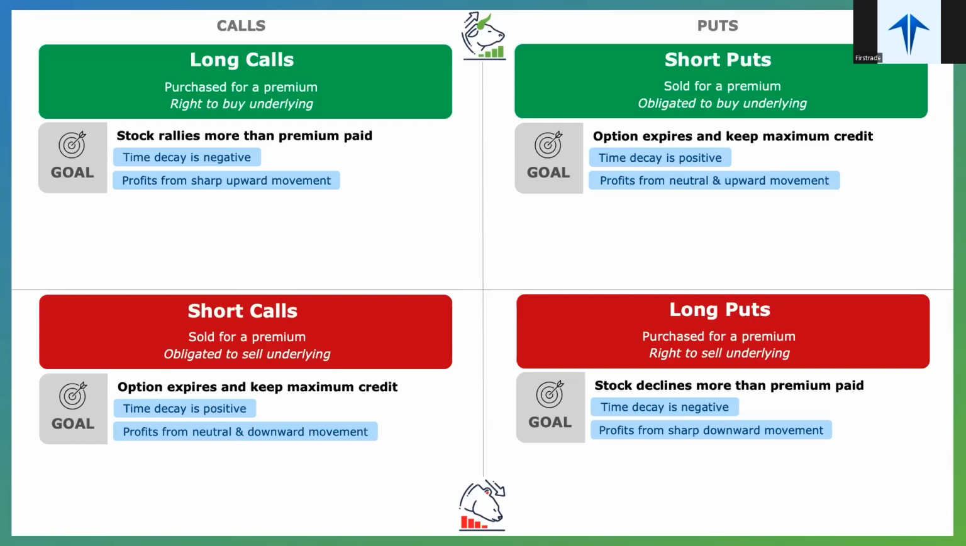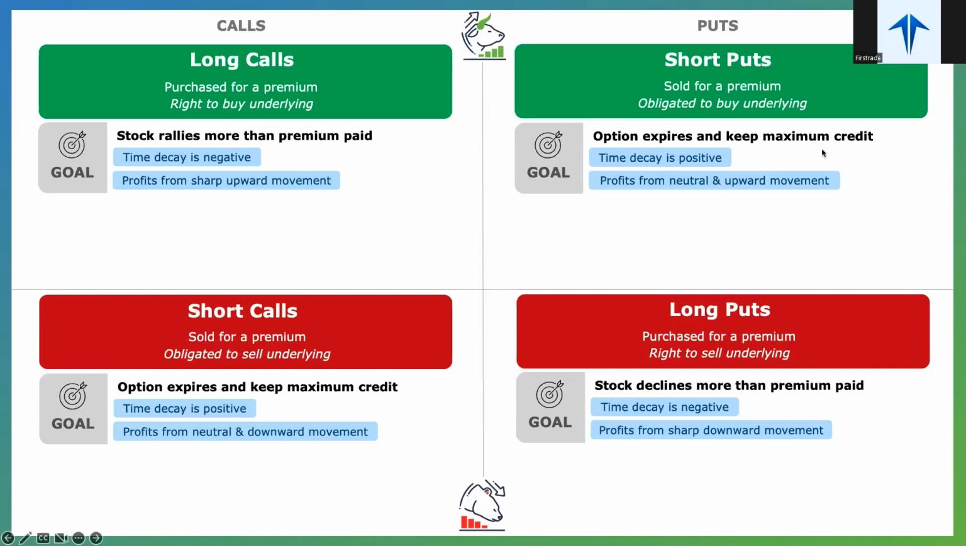So I just want that option to not have any value. That's what happens when the option expires worthless. Time decay works for me because as time goes by, it depletes the option's value, which is my goal. And then I, of course, profit from neutral or little movement in my directional bias, in this case, downwards.